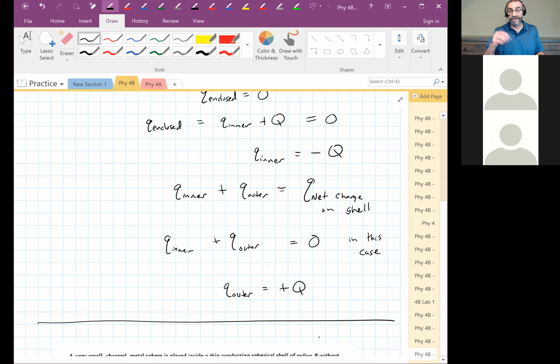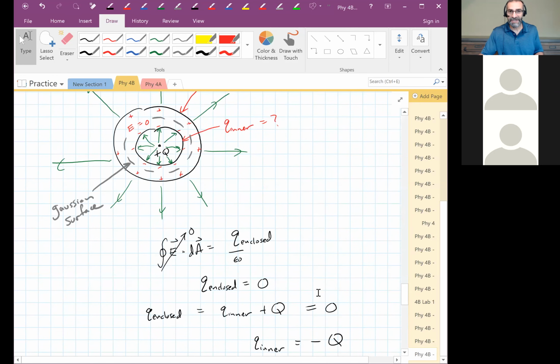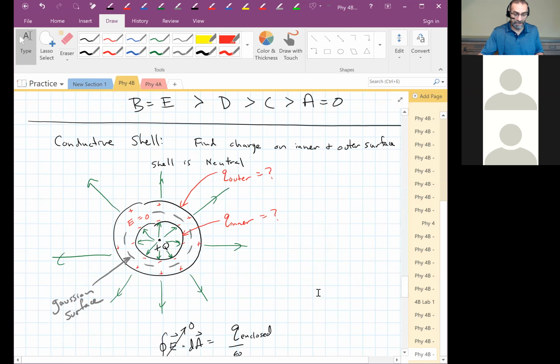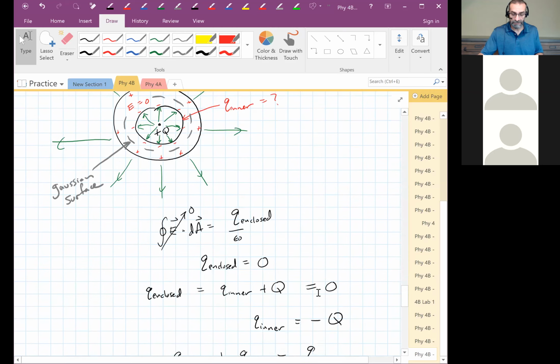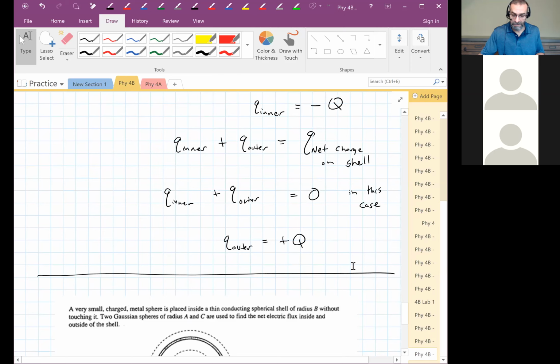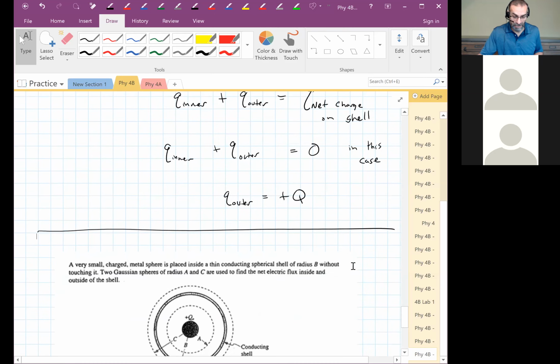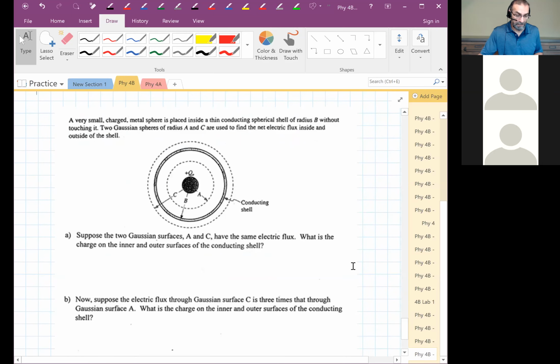Okay, so finding those surface charge densities, for spheres we usually just find surface charge. For cylinders, we could do the same thing, but it would be charge density lambda. Okay, should we try? Let's do this one.